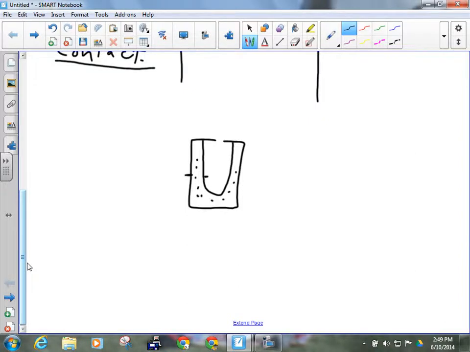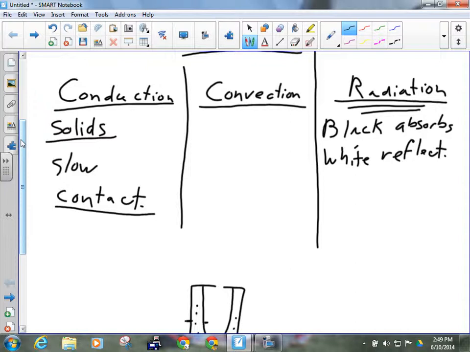Now, what about convection? What states of matter does that occur in? Not just gases, but also liquids. Any fluid, so liquid or gas. So it occurs in fluids. If you're not writing this down, you really should be. So it occurs in fluids, and this is transfer of energy by circulation.